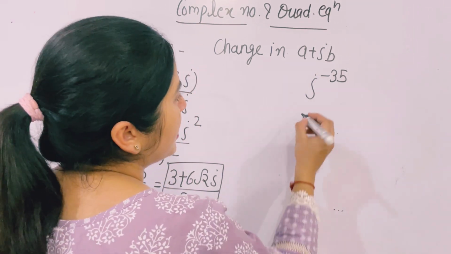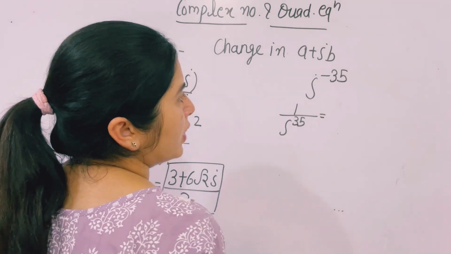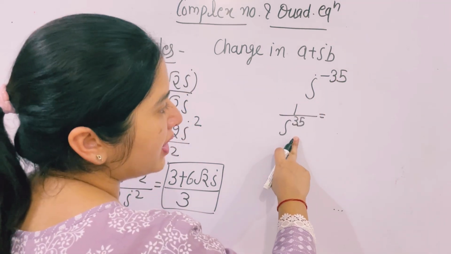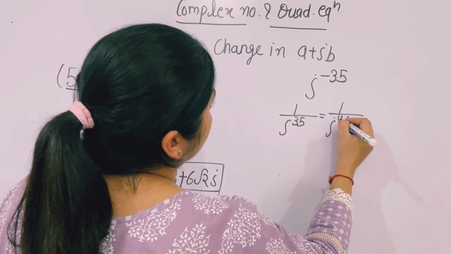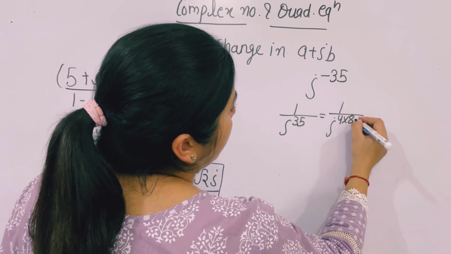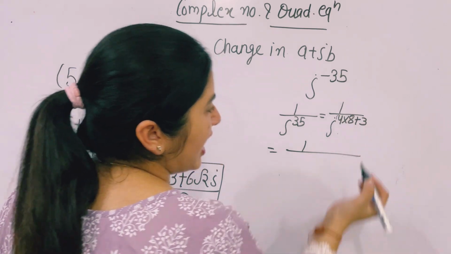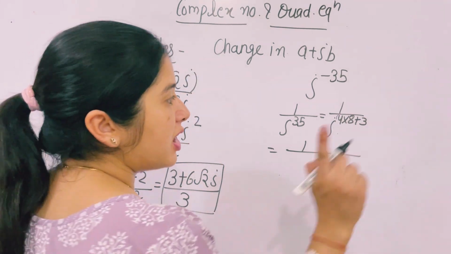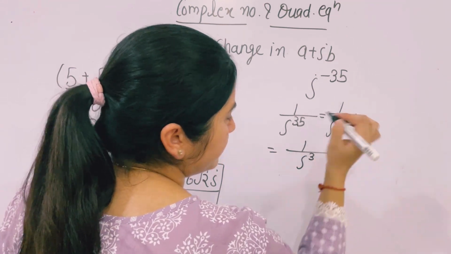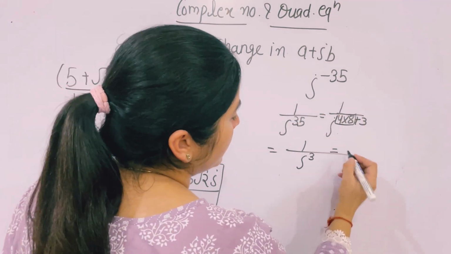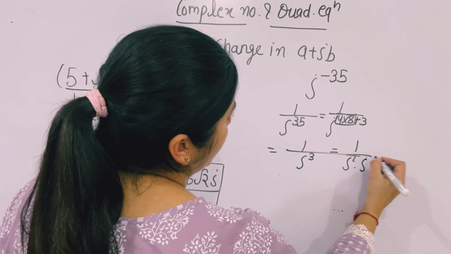Similarly, iota raised to power minus 35. First of all, make it positive. You can bring it in the denominator to make it positive. Now iota 35 we can write as 4 into 8 plus 3. Because it is a multiple of 4, iota raised to power 4's multiple becomes 1, and there will be iota cube. Iota cube is minus iota, as iota square into iota.